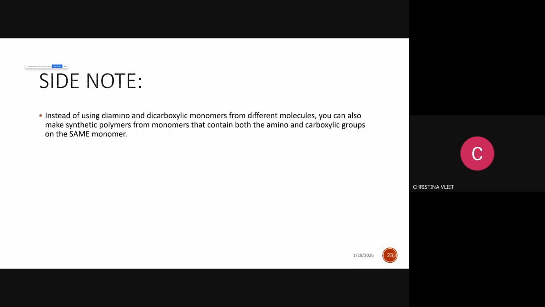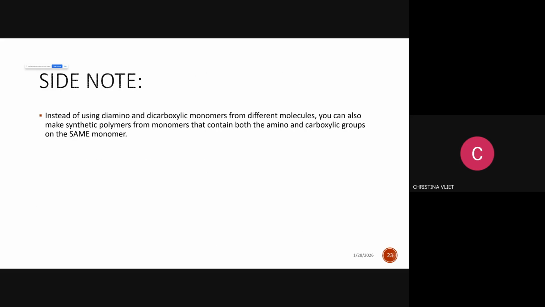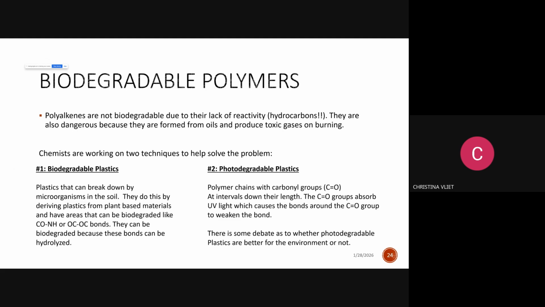When I made this, I had not realized I already said this, but just to throw it out there, instead of diamino and dicarboxylic monomers, you can make synthetic polymers from monomers that are in the same molecule. Meaning, if you have a molecule that has an amino group and a carboxylic acid, you can just repeat that over and over and over again. And I wanted to show you an example of that. I think my last example has that. There's a couple of stuff. This is actually tested.